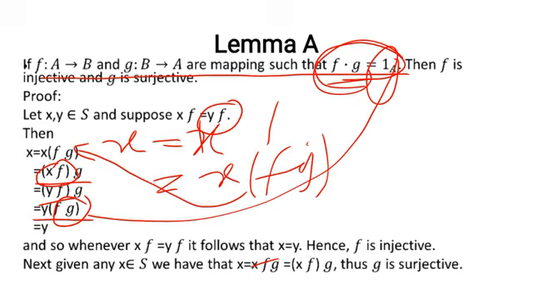So wherever there is fg, it's 1. Therefore we get that x equals y. So whenever xf is equal to yf, x is equal to y, and hence f is injective. So we've shown it is injective.